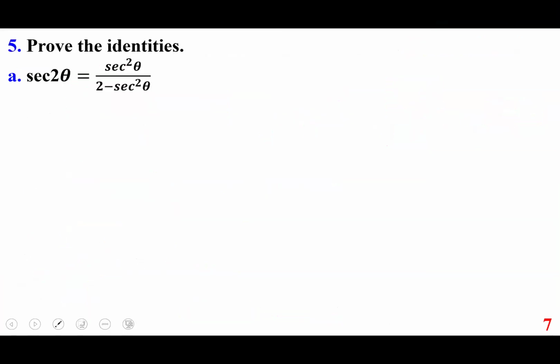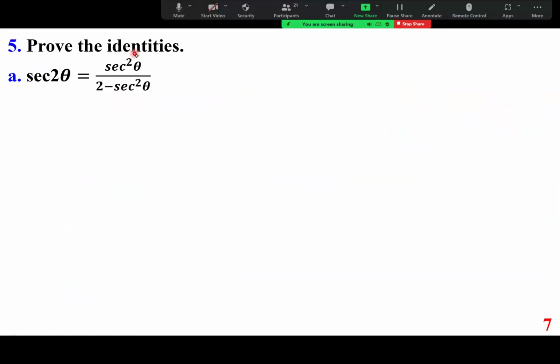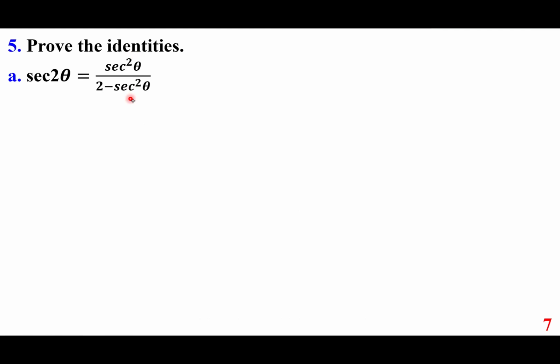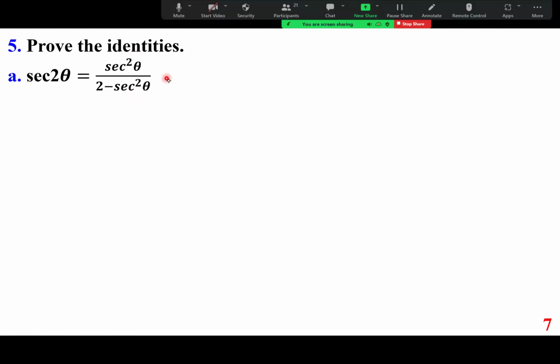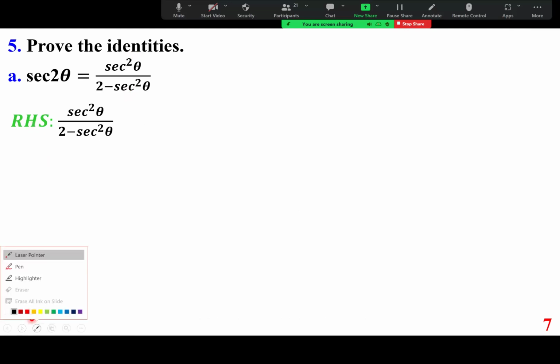We want to prove some identities, secant 2 theta is secant squared theta over 2 minus secant squared theta. When you want to prove identities, you start from one side. And normally we start with the more complicated side. So let's start with the right-hand side. Again, RHS, short for right hand side. Okay, just to remind you, that's what I mean by that. We want to work on this.